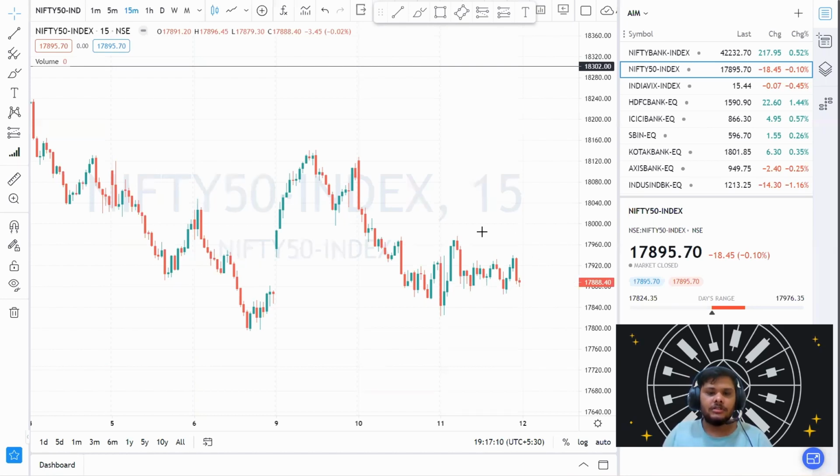And it may happen that it opens gap up. So if it opens gap up above 17,000 and tries to close above 17,000, then you can expect some buying pressure here also, and your target will be 18,120 to 18,150.